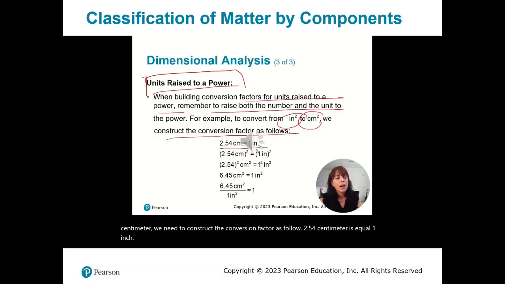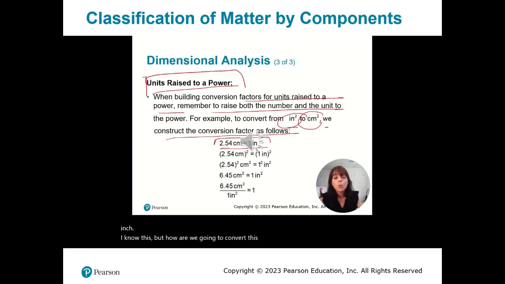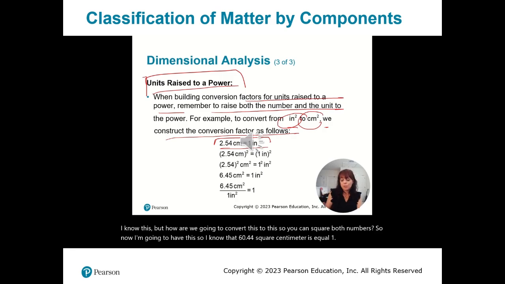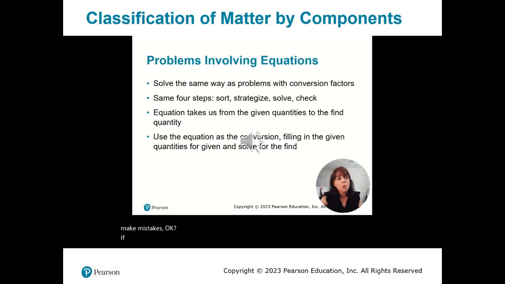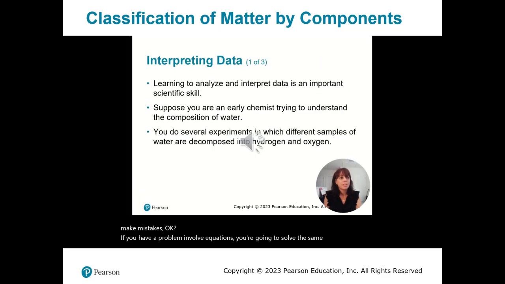So I know this, but how are we going to convert this to this? So you're going to square both numbers. So now I'm going to have this. So I know that 6.44 square centimeters is equal to 1 square inch. So you need to work with the units. Otherwise, you're going to make mistakes. Okay? If you have problems involving equations, you're going to solve them the same way. So you're going to follow the steps.